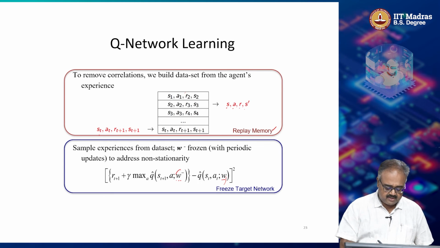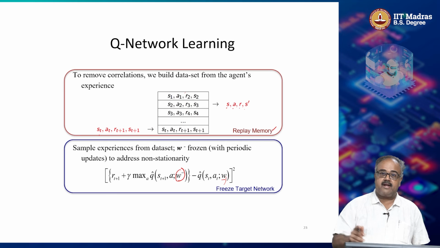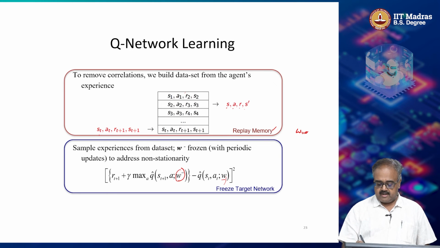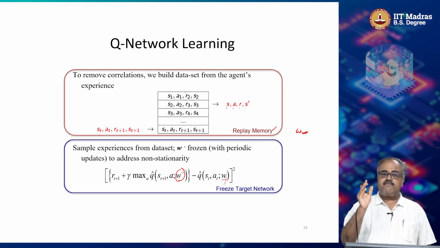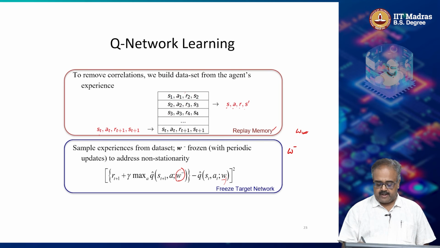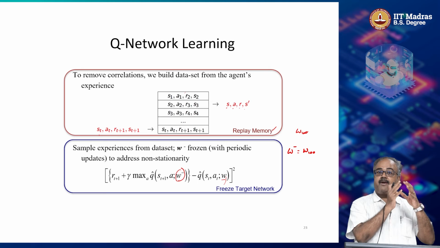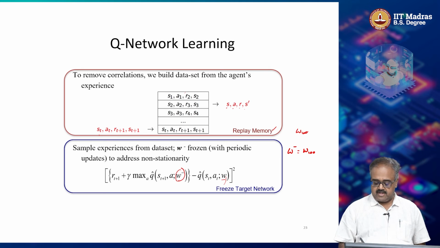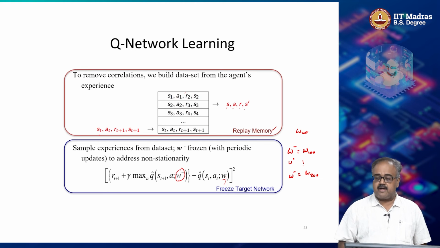We will take the weights at some point in time. Let's say I come to W100. What I will do is I'll take the weights at W100 and copy it to something called W minus. And then I'll keep W minus fixed at W100 for another 100 time steps. So it will always be W minus until I come to W200. Then I'll make W200 my W minus.